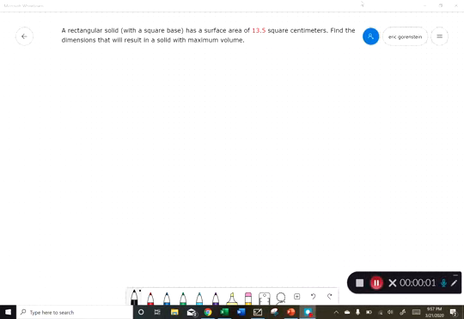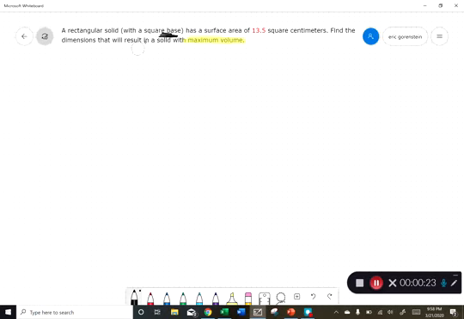Okay, this is an optimization problem. Optimization problems are problems in which we're trying to find the maximum or minimum volume of some quantity. In this case, we're trying to maximize the volume of a rectangular solid. Specifically, and this is important, a rectangular solid with a square base.